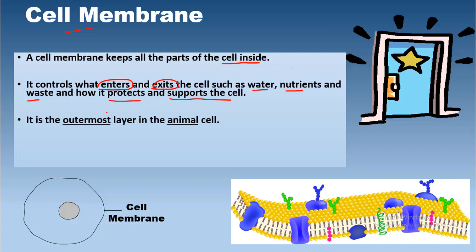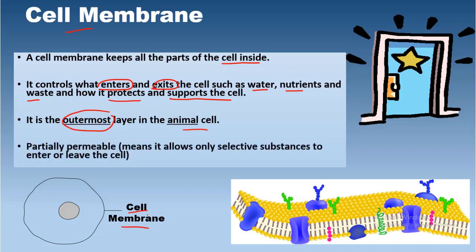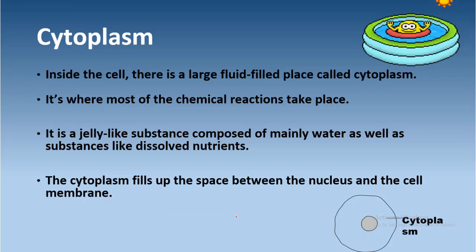And this is the outermost layer in animal cell. As you can see, if this is an animal cell, then this outer layer is cell membrane. Partially permeable. Partially permeable means that it allows only selective substances to enter or leave the cell. Selective substances means only few substances, not all substances. So there are only these selected substances that can enter it and that can leave it. This is a detailed diagram of cell membrane, but its labeling is not included.